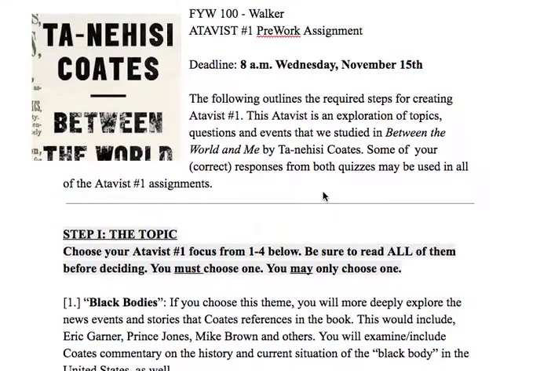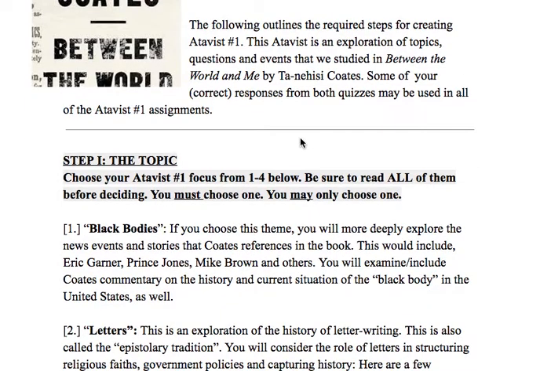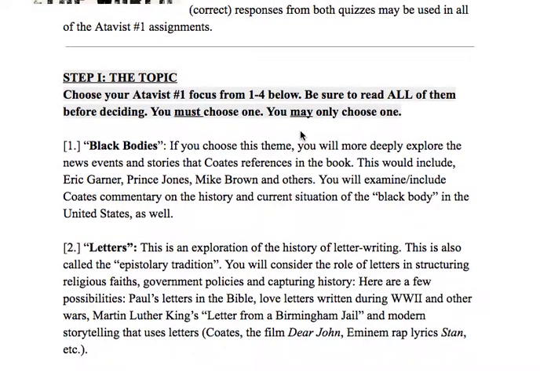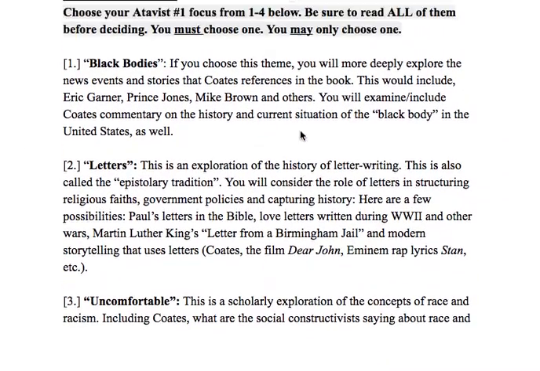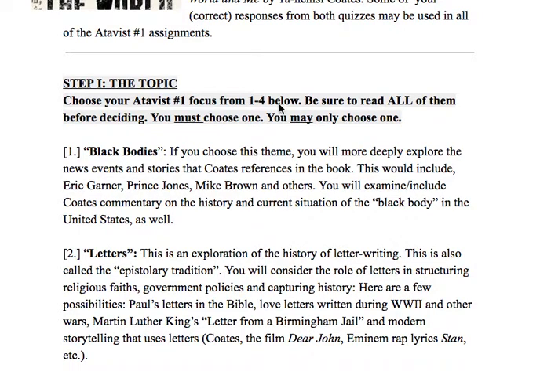Essentially, from that book, there are 4 topics. The first step to this assignment, which is due on Wednesday at 8 a.m., is to choose a topic. You have 4 topics to choose from, 1 through 4, right here under the topic, and you may only choose one, because you want to focus on a manageable Atavist topic.